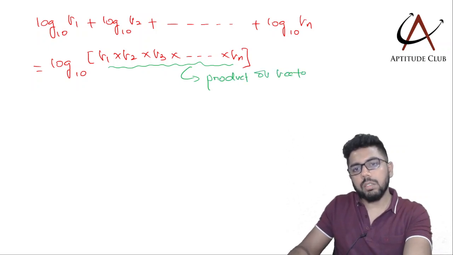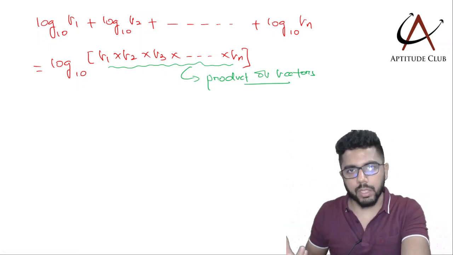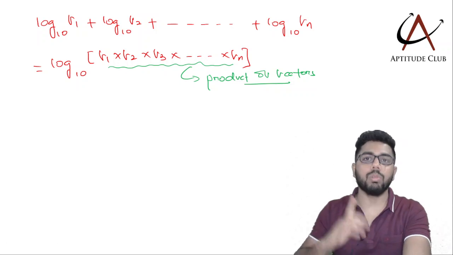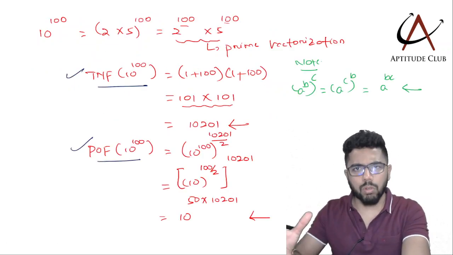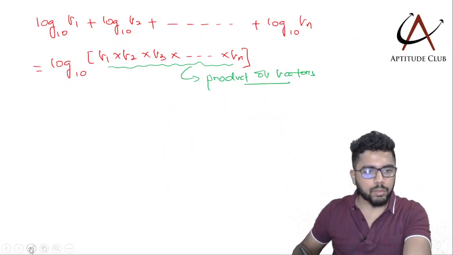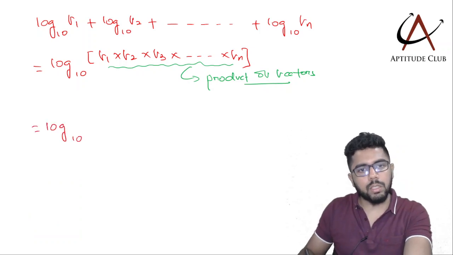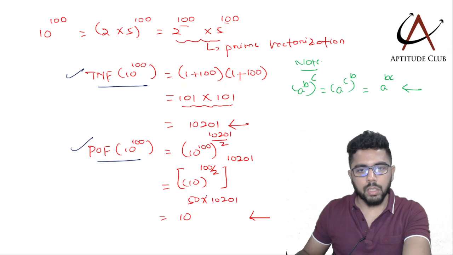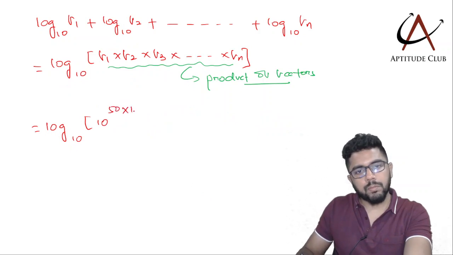So we are concerned about the product of factors. The whole question is based on the product of factors, and to calculate the product of factors you need the total number of factors. That is the reason I calculated these two. Sum of factors has no context in this question. Maybe in some other question it will be used. So I can write it here. Product of factors we have already calculated. Product of factors is 10 to the power 50 into 10201.